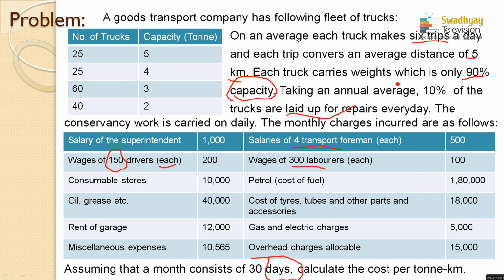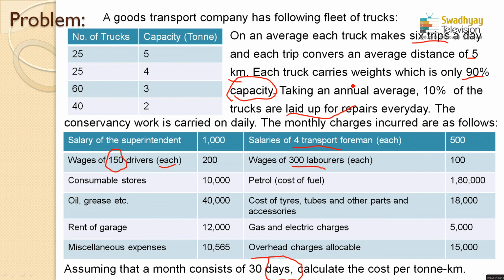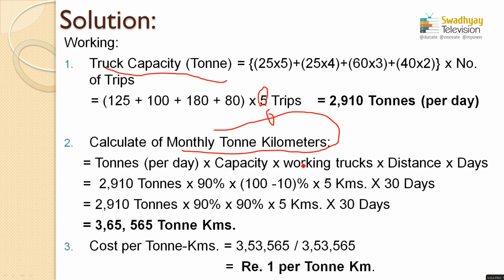Now, see the right hand side, what is their capacity? Each truck carries weight which is only 90% capacity. So, first the capacity is 90%, then the third is working trucks. That means how many trucks are going to work each day. We have one sentence that, taking an annual average, 10% of the trucks are laid up for repairs every day. It means 90% of the trucks are working, 100% minus 10%. So, 90% of the trucks are going to work every day.